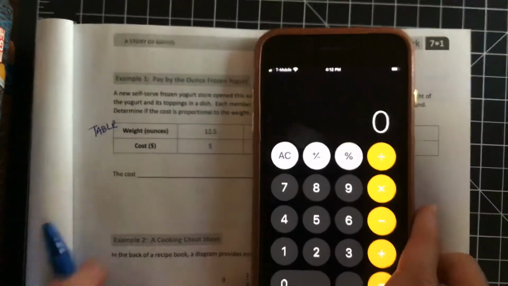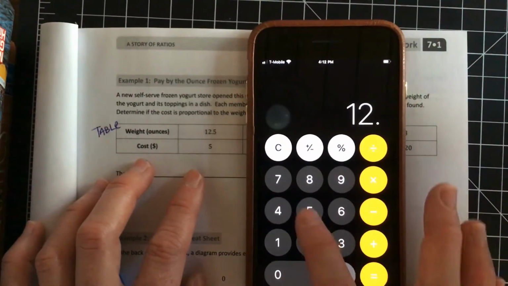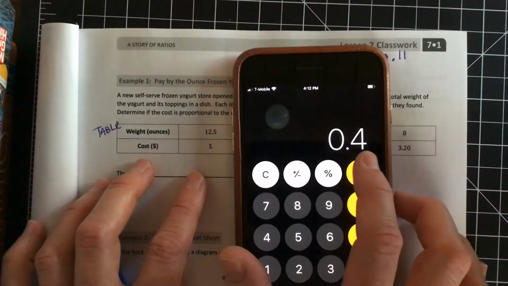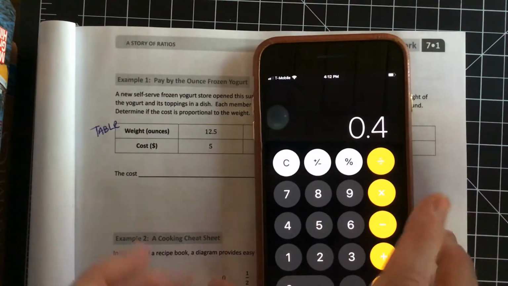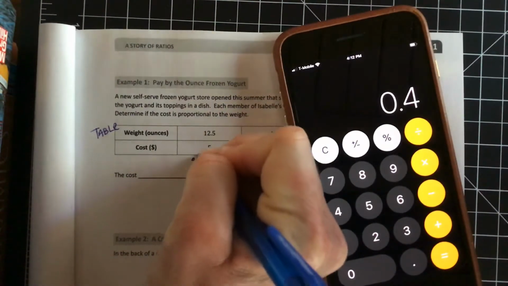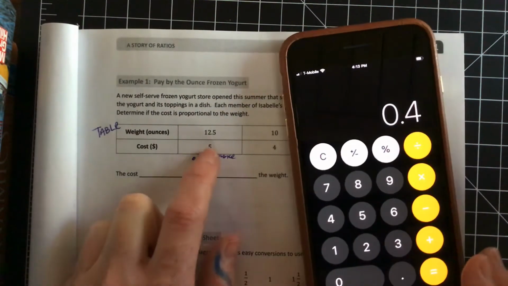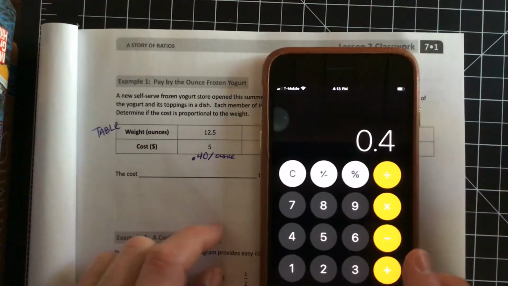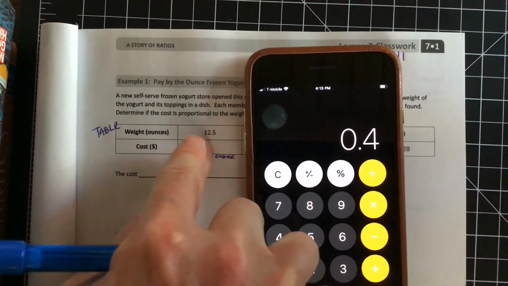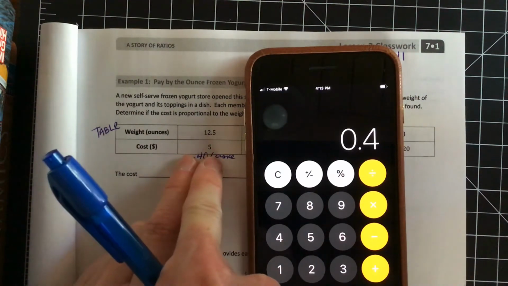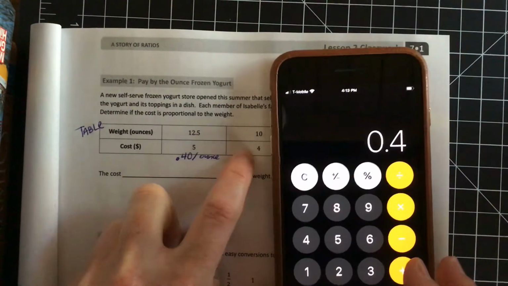Okay, so if I look at the cost and I have 5 divided by 12.5 ounces, then I find the cost per ounce is 40 cents. So for this one, it's 40 cents per ounce. Cost per ounce, and that's just by dividing. Also, if I went backwards and multiplied 40 cents times the number of ounces, then I'm getting $5. That would also work.